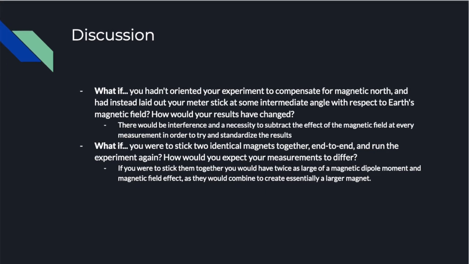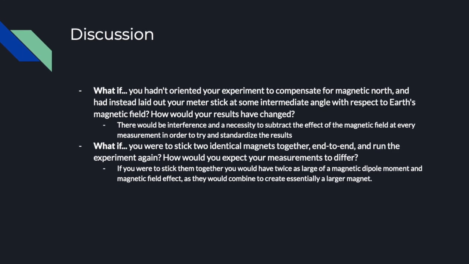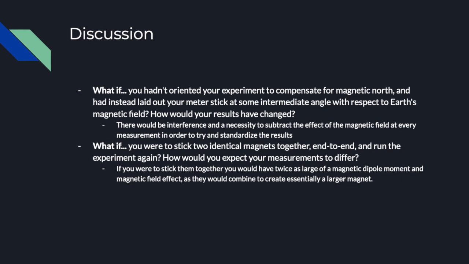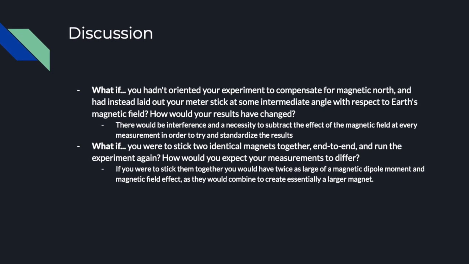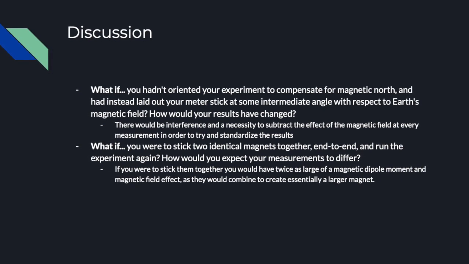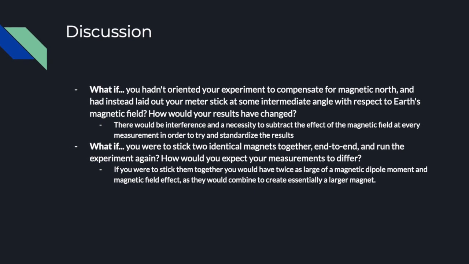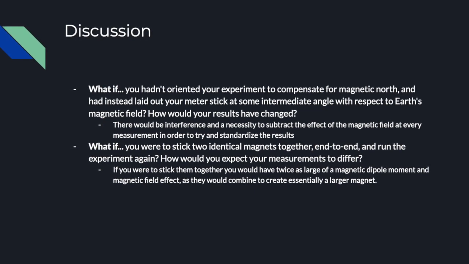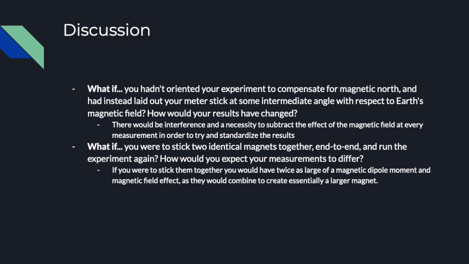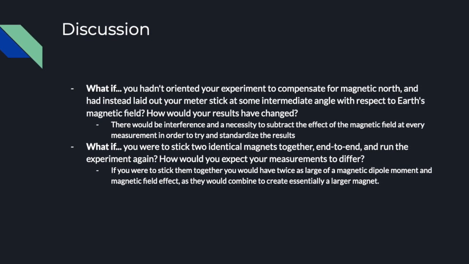As part of this lab, we were given 2 questions to try and answer. The first question is, what if we hadn't oriented our experiment to compensate for the magnetic north and had instead laid our meter stick at some intermediate angle with respect to the Earth's magnetic field? How would this have changed our results? Well, there would have been interference from the magnetic field of the Earth, and as a result it would have been necessary to subtract the effect of the magnetic field at every measurement in order to compensate and standardize the results.